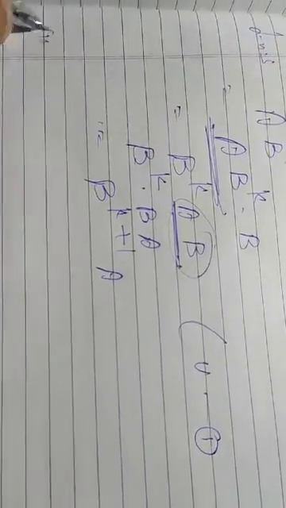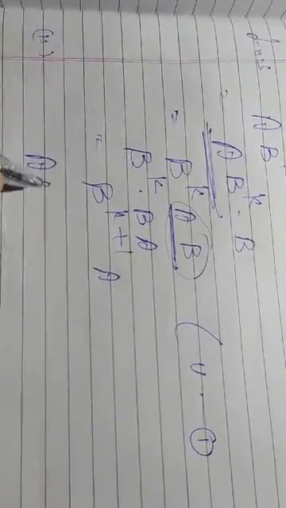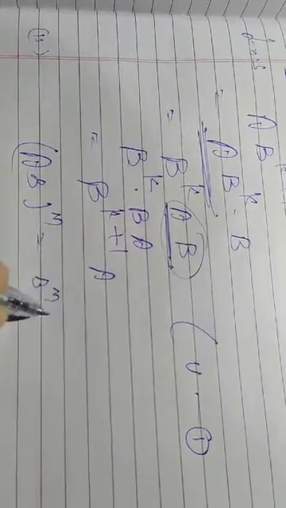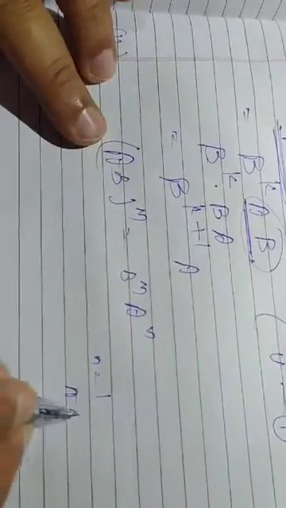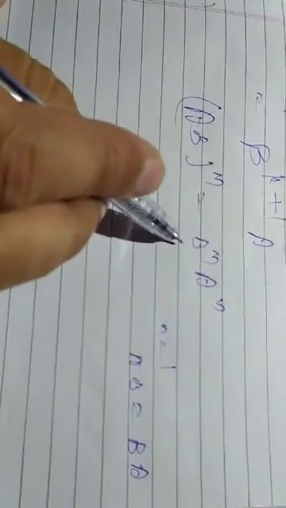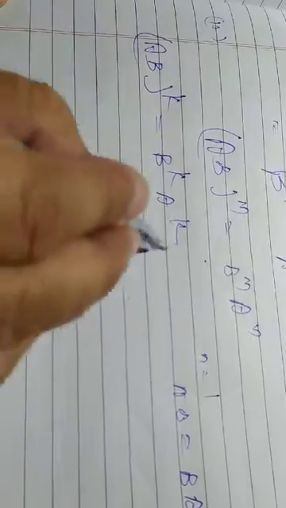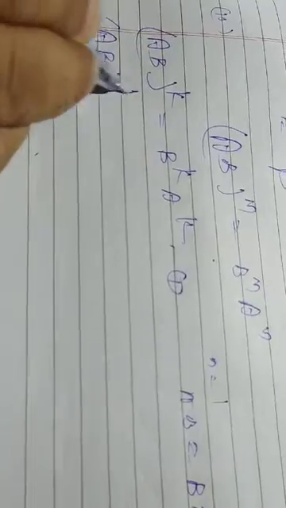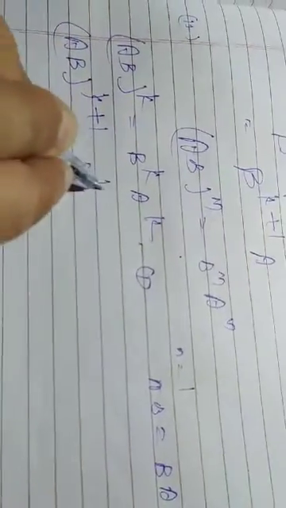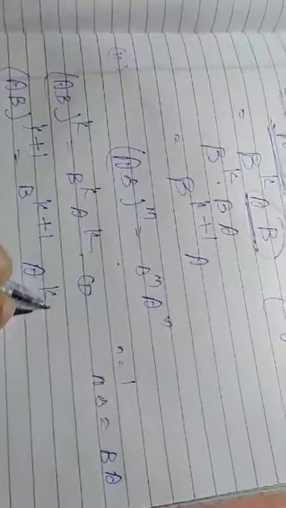Next part is (AB)^n is equal to B^n, A^n. Similarly, n is equal to 1, it becomes AB is equal to BA. Let us assume that it is true for n is equal to k, then it becomes (AB)^k is B^k into A^k. Then to prove that it is true for n is equal to k plus 1, it becomes (AB)^(k+1) is B^(k+1) and A^(k+1).